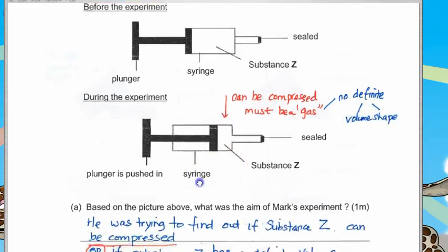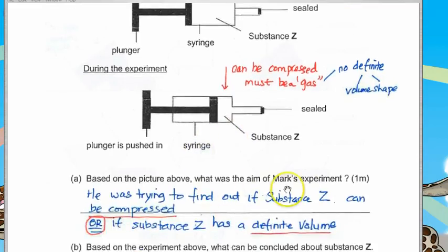Now based on the picture above, what was the aim of Mark's experiment? He was trying to find out if substance Z can be compressed. This is one of the answers. Or if substance Z has a definite volume. By pressing it, it shows that it has no definite volume. So we just want to find out, and it managed to find out that the volume changes, the size changed.